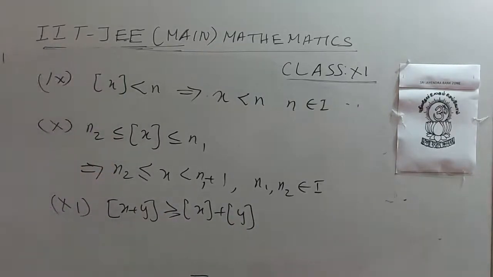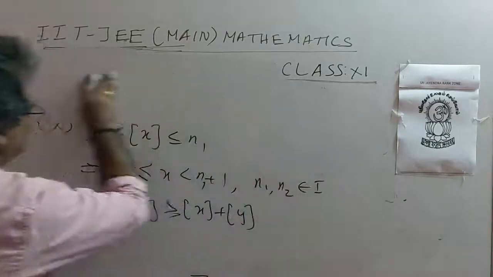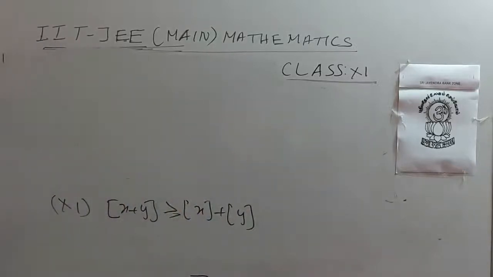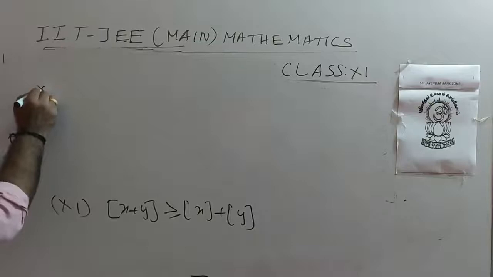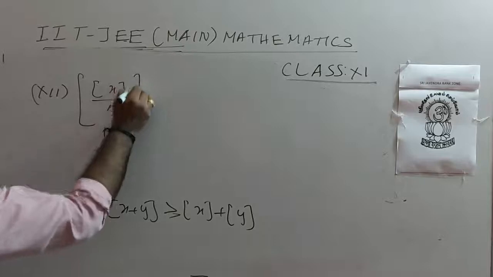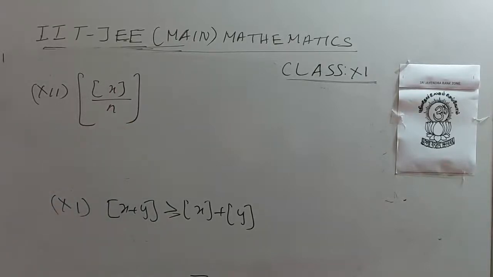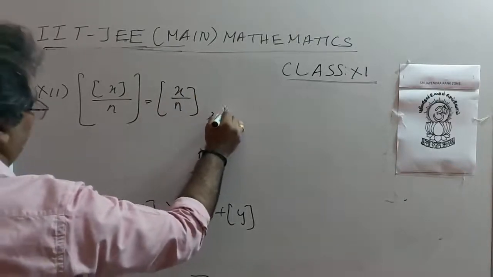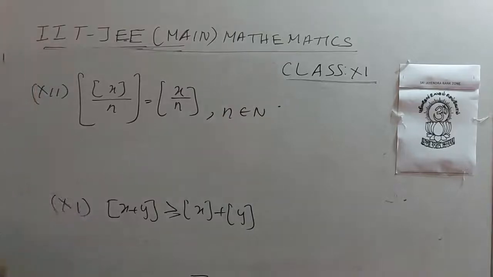The greatest integer function of x plus y is greater than or equal to the integer function of x plus the integer function of y. So the 12th one: the greatest integer function of the greatest integer function of x by n is equal to the greatest integer function of x by n, n belongs to N.